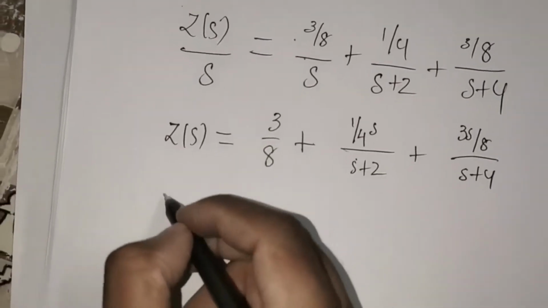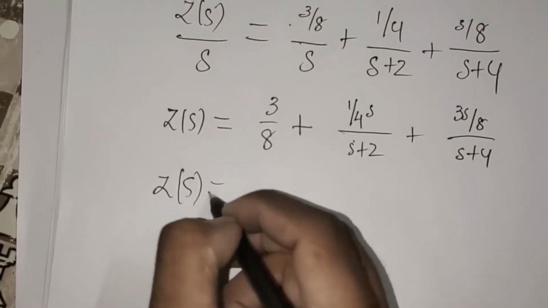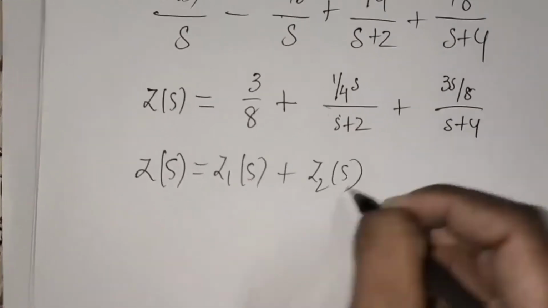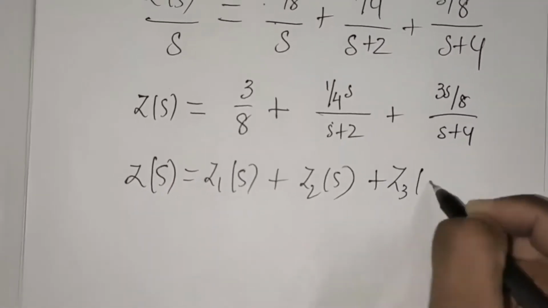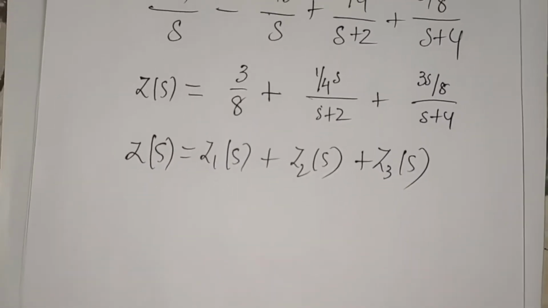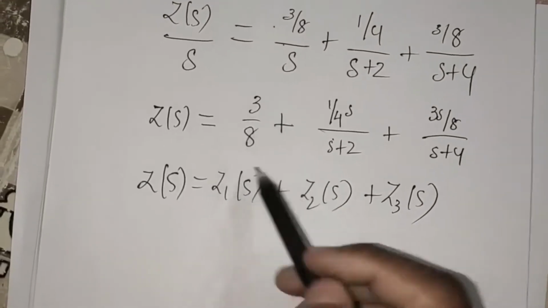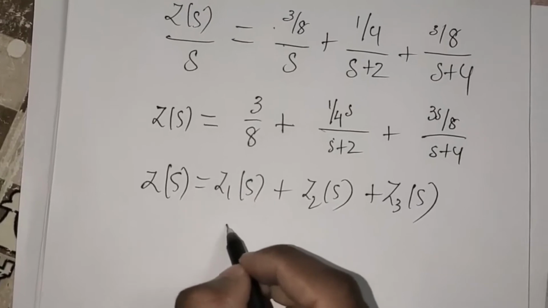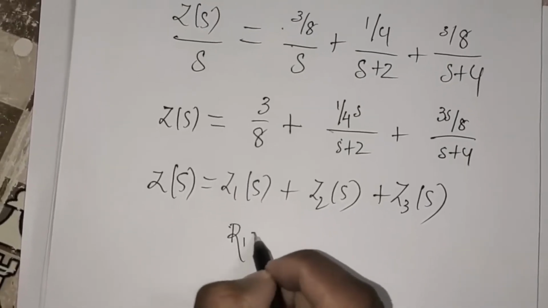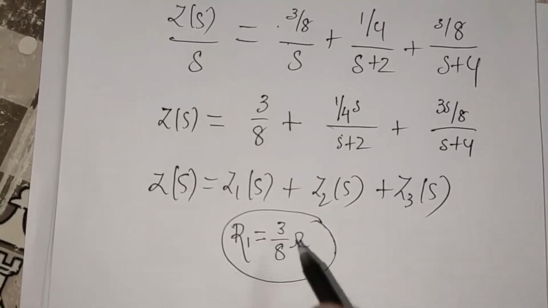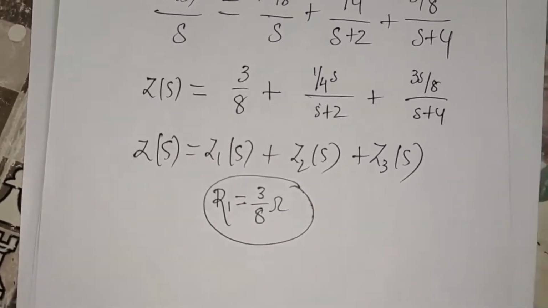So this we can see it is in the form of Z of S is equal to Z1 of S plus Z2 of S plus Z3 of S. So this is a constant term. So this indicates the resistor value is 3 by 8 ohms. So we have got the first element of our network.